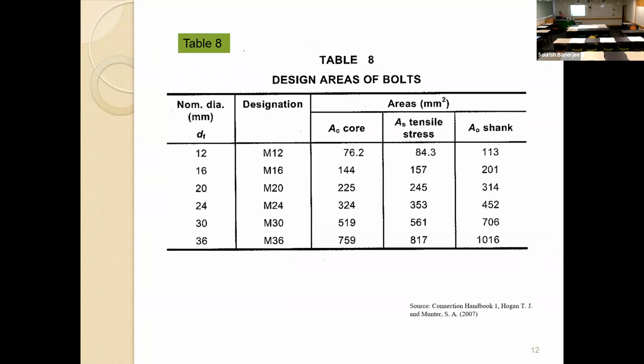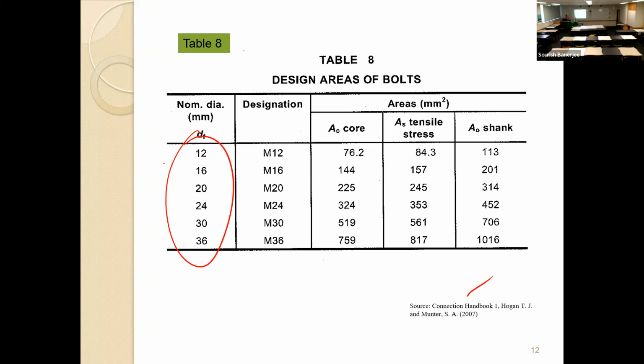Now, table 8 from AISC, that's the design capacity. In this case, I've taken it from the handbook. That's fine, it is there also in the design capacity book. Now, if you look at the left-hand column, it is the nominal diameter of the bolt from 12 to 36. And that's the designation. As I've said before, it's always designated by this letter M. And then these are the different areas. When you have the core, that means when you have the thread.